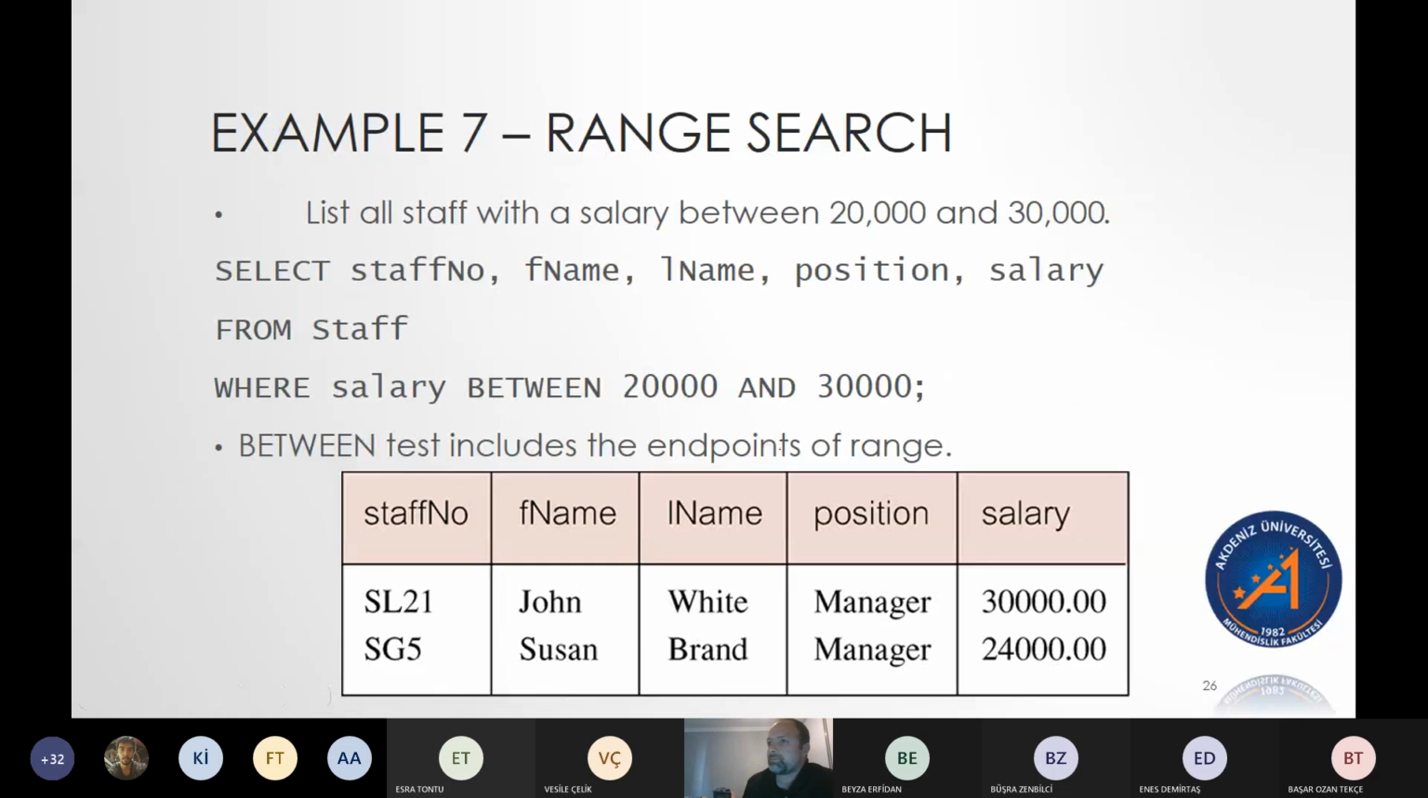We can also use and as part of a range search. What we're saying here is we want to get a salary that is between 2 values. Now, unlike the greater than symbol, the between for the range search includes the 2 endpoint values. So we want the salary to be between 20,000 and 30,000, and we want to include both 20,000 and 30,000 if they exist. So here we have John White, a manager making 30,000, whatever, euro, lira, we don't know what that is. It's a number.